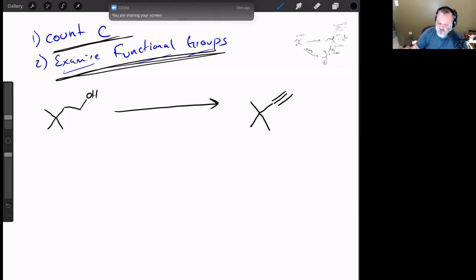product? Well, I've got 1, 2, 3, 4, 5, 6 carbons here. And it looks like I have 1, 2, 3, 4, 5, 6 carbons here. So do I need to change the carbon count? I don't. I don't need to use any of the reactions that involve changing the number of carbons. But I do have to do some functional group changes.